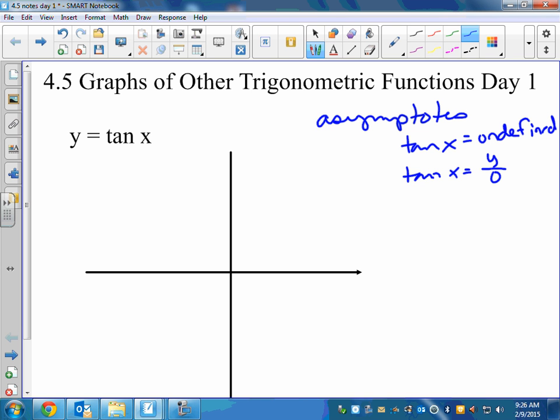So it's going to be undefined at theta, we'll say x equals pi halves, 3 pi halves. Is that the only places it's going to be undefined? These keep going forever, right? So technically, would it be undefined at every interval of pi halves, 3 pi halves, 5 pi halves, 7 pi halves, 9 pi halves, 11 pi halves, negative pi halves?